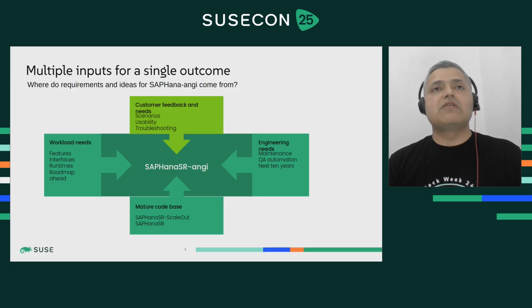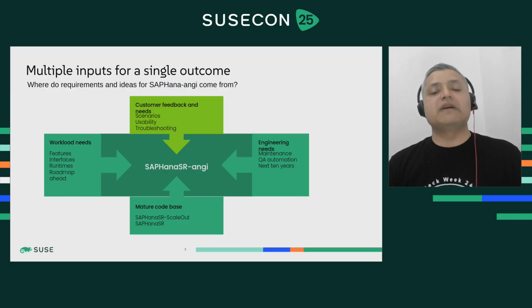For example, over the period of 10 years, the workload itself, that is the SAP HANA database itself, has changed. There have been new features, new interfaces, and new runtimes, and also there is some roadmap which gives us clear direction of how we should improve and optimize our resource agents. There have been some engineering needs as well, regarding the maintenance and automation requirements for the next 10 years.